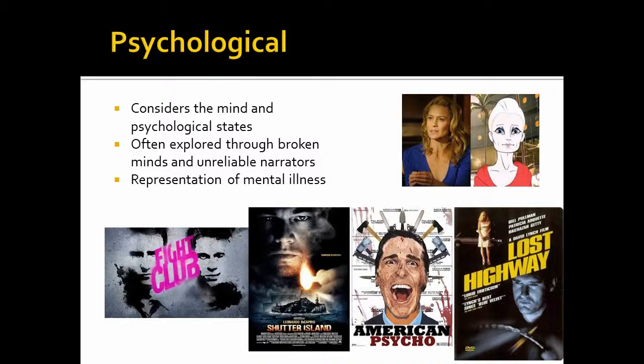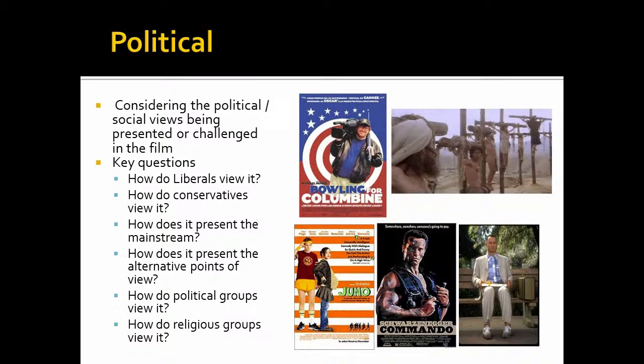Fight Club, without giving anything away, is a film that depends entirely on an understanding of psychology to make its meaning in the last 10 minutes or so when it has its twist. Shutter Island is set on an asylum. The more you understand about whether the character is sane or insane, the more you understand about the film. American Psycho is about a yuppie who may or may not be a psychopath. And Lost Highway may or may not be reality, or it may be entirely in a guy's mind in prison. We don't know. And yet all of these things change what we think about the mind and change what we think about mental illness.